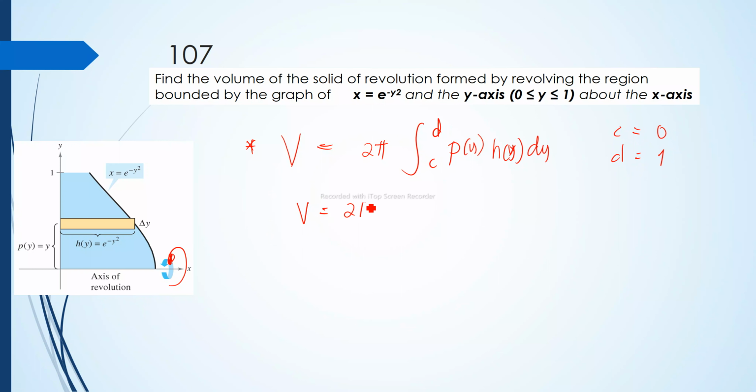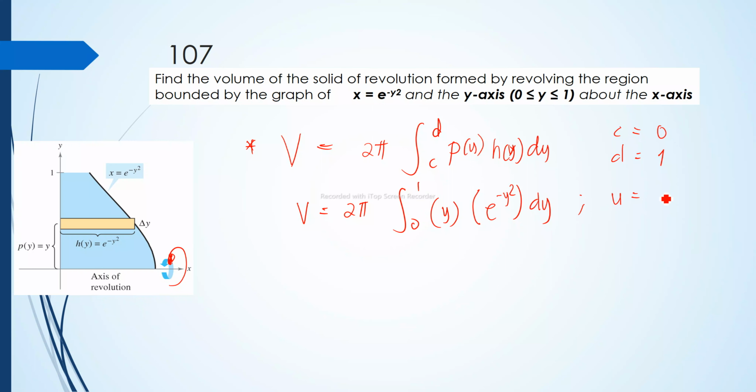So we have 2 pi times the integral of our p of y, or the radius, which is just y at any y from 0 to 1. So we use only the y. Our h of y is just e to the negative y squared dy from 0 to 1.